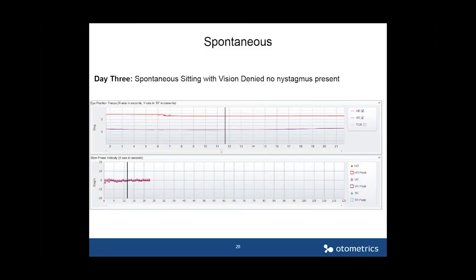By day 3, in spontaneous sitting with vision denied, the patient had no nystagmus. So this is an example of vestibular neuritis where the spontaneous nystagmus recovered, which both Dr. Barin and Dr. Schubert had been talking about, that this is a static symptom.